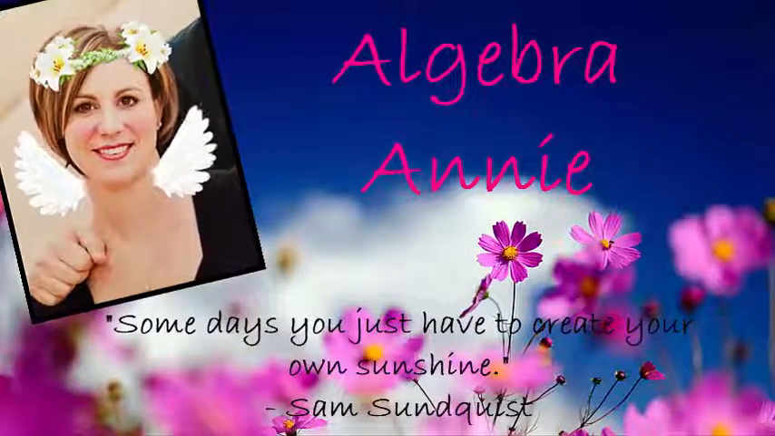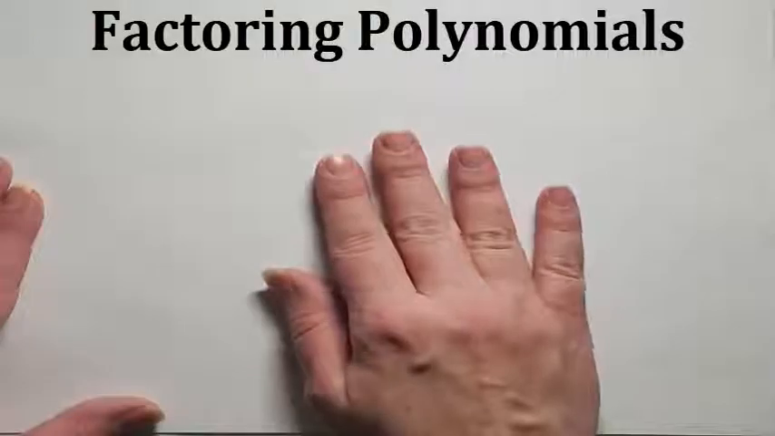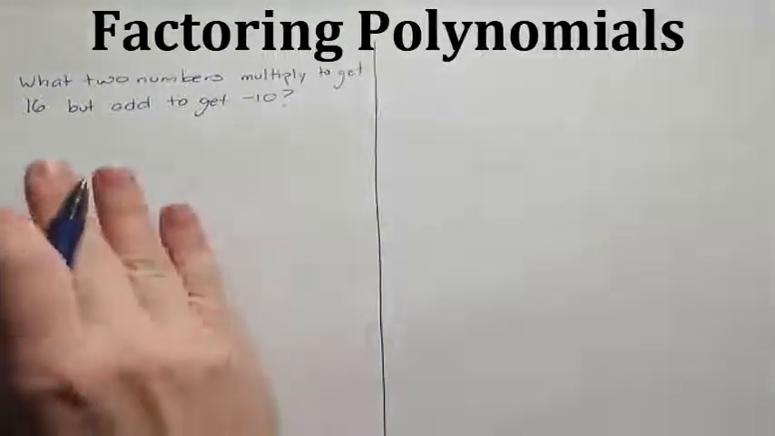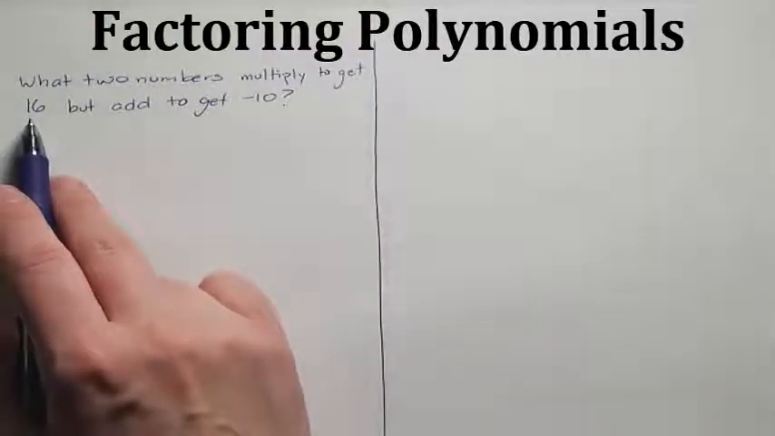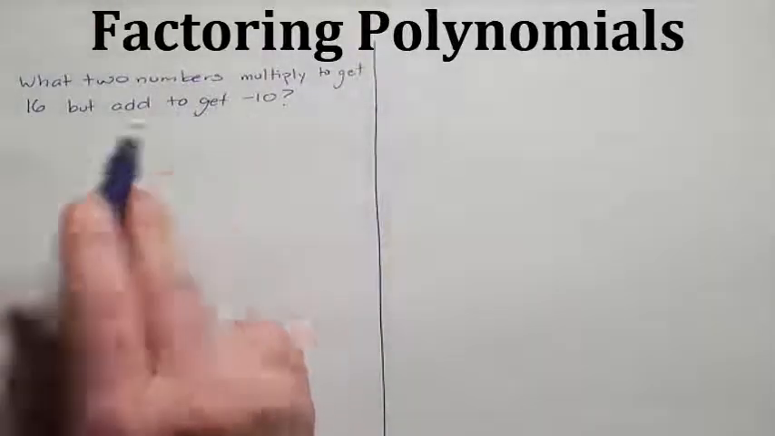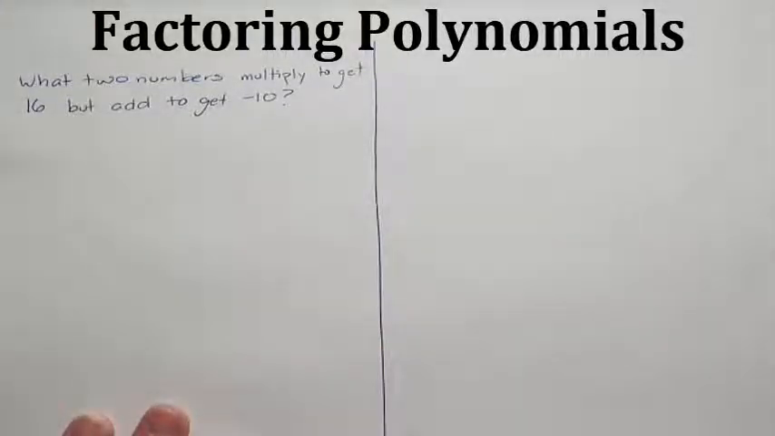Sam Sundquist. Our learning target today is I can factor trinomials of the form ax squared plus bx plus c. And now we're just factoring polynomials. And we're going to start with a warm-up problem. What two numbers can you multiply together and get 16? But when you add those two numbers together, you end up getting negative 10. So this is a warm-up problem to prepare us for our factoring.